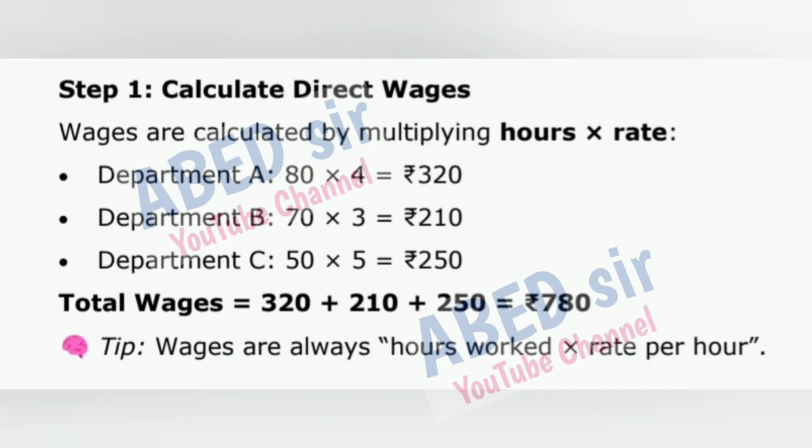Department B, 70 times 3 is equal to 210 rupees. Department C, 50 times 5 is equal to 250 rupees. Total wages is equal to 320 plus 210 plus 250 is equal to 780 rupees. Tip: wages are always hours worked times rate per hour.